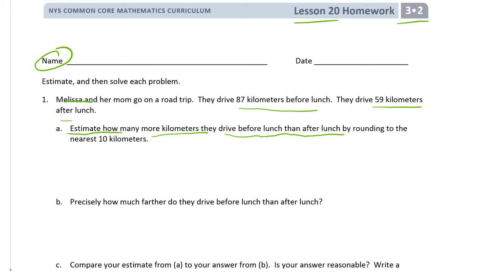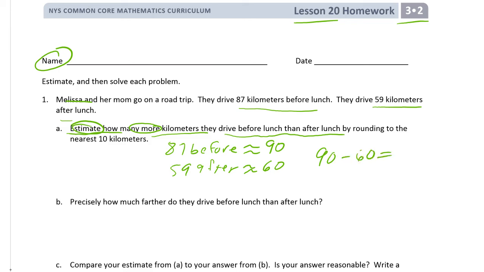Keep in mind we're estimating and we want to know how many more. So it's the difference between before and after lunch. Rounding to the nearest 10, the 87 before is about 90, and the 59 after is about 60. So we're talking about 90 minus 60, which equals 30, and we're talking about kilometers.